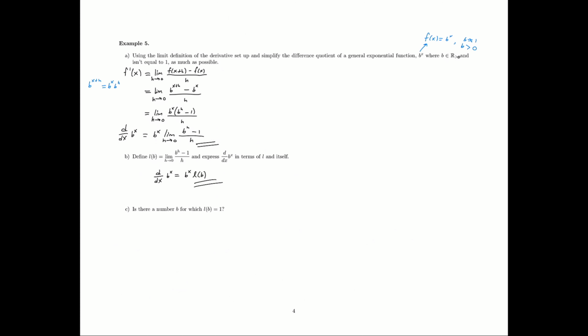Seems like a silly step doing this, but it is very important to note that this is a number that only depends on the value b. That's really what this step is doing. It's just emphasizing that L of b is just some number. So with that in mind, let's move on to part C. Part C asks, is there a number b for which L of b equals 1? So, can we solve this equation?